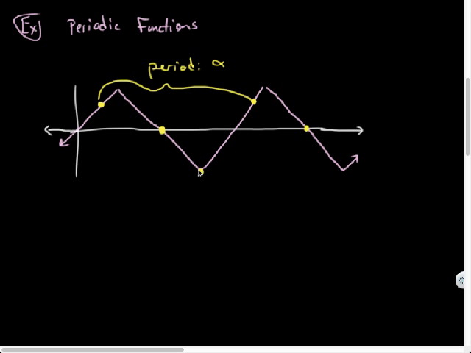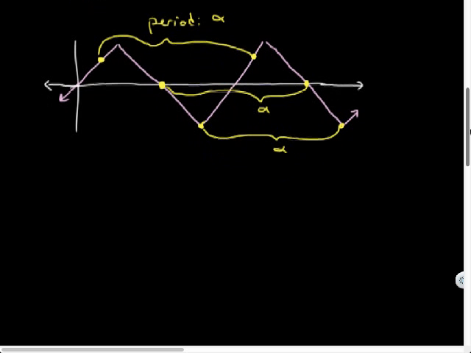Likewise for maybe these low points right here. These are all the same distance that I've got going on. So this is a periodic function. Now in my case, I happen to have a little bit of a vertical pattern or symmetry to it as well, but technically you could have all sorts of interesting periodic functions.